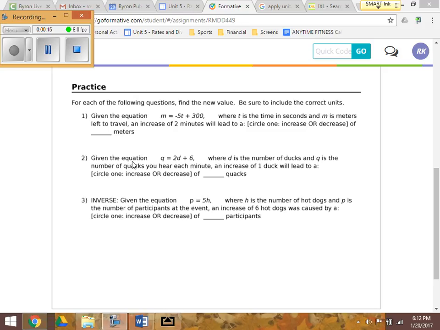All right, so given the equation, Q is equal to 2 times D plus 6, where D is the number of ducks, and Q is the number of quacks you hear each minute. So, of course, I would think the more ducks, the more quacks, right? Yeah, that would make sense. So an increase of one duck will lead to, I would think, an increase, but how many quacks? So we want an increase of one duck. Okay, so let's check this out.